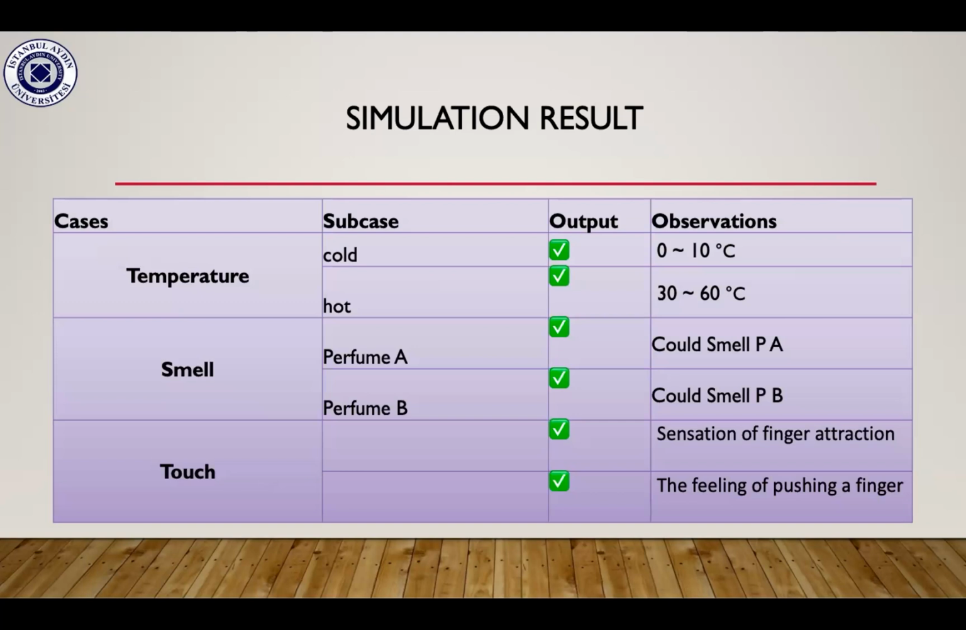These are the simulation results. In my case, we have temperature. I used cold and hot. About observation, it's about 0 to 10 degrees Celsius for cold, and hot from 30 to 60 degrees Celsius. And the smell, we have perfume A and perfume B. I could smell perfume A and perfume B. And about the touch sensation, the finger attraction and the feeling of pushing my finger, as you see in the picture.